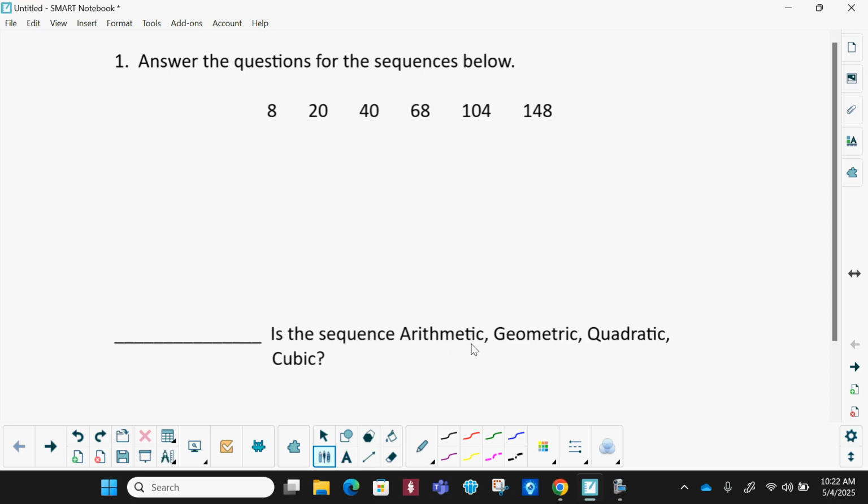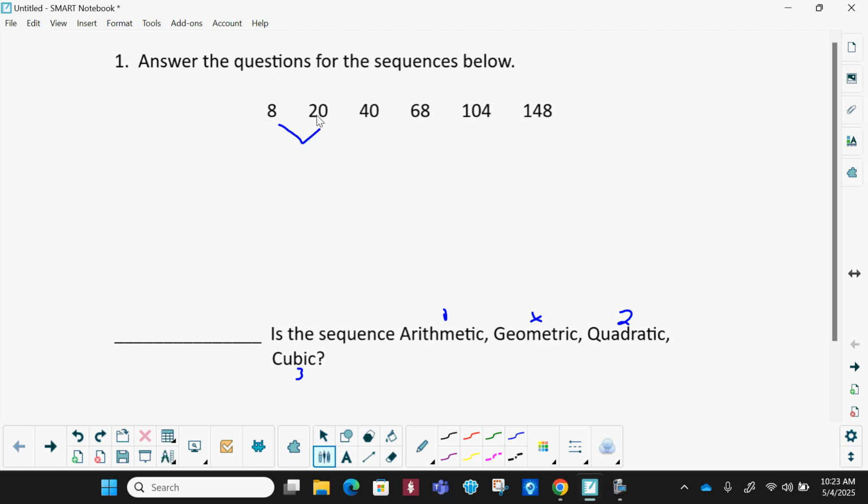So we have to figure out if this is arithmetic, geometric, or quadratic. Remember, geometric is the only one where we have to multiply. Arithmetic, we go one line or get repeats. Quadratic, a lot of people keep thinking quad means 4, but it really is 2. Remember, your x squares are quadratics, and cubic is 3.